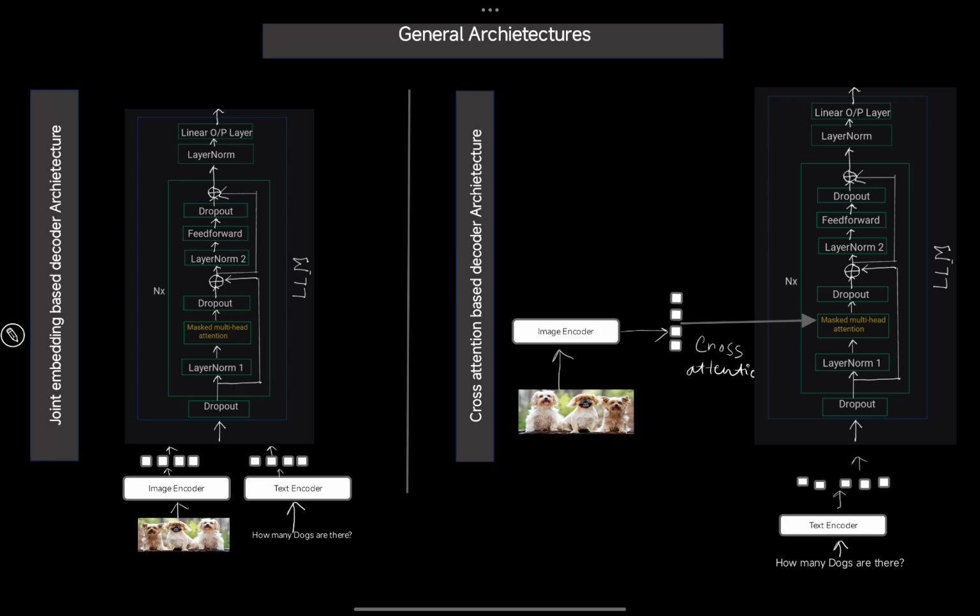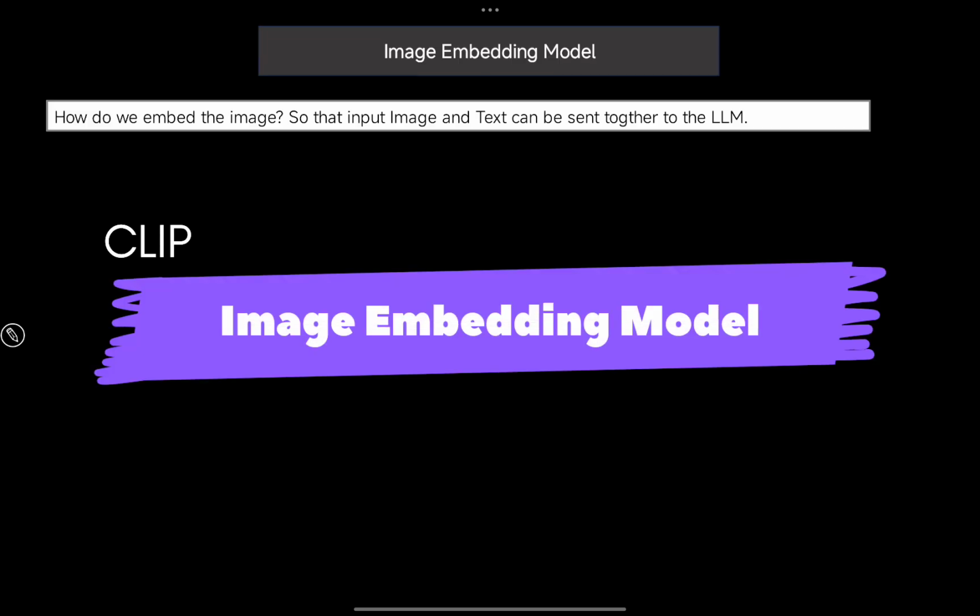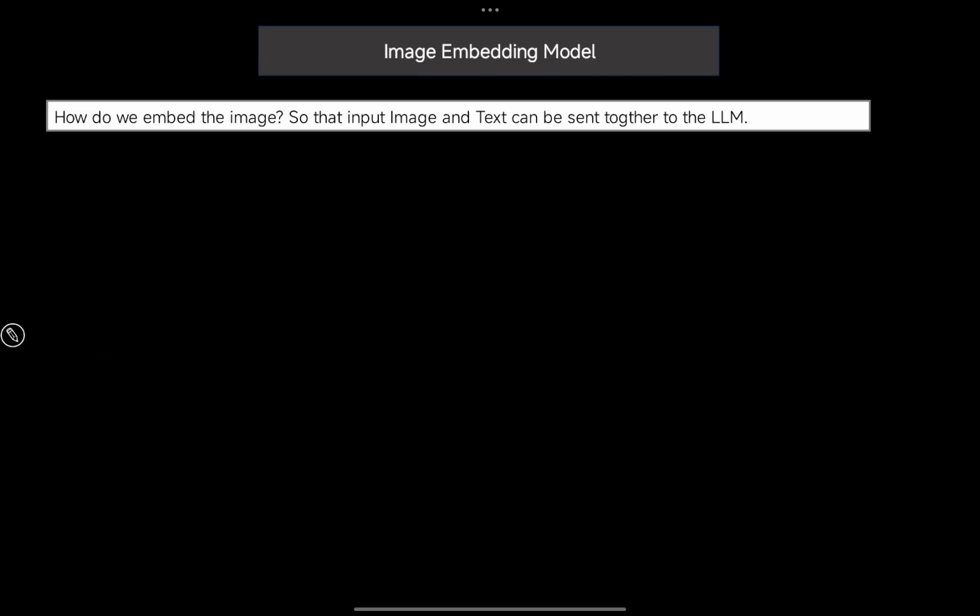So we leverage the cross attention mechanism, which became very popular with the Attention Is All You Need paper. Let's talk in detail about how we can embed an image into an image embedding space, which would be compatible with the corresponding text that we will send as a prompt.